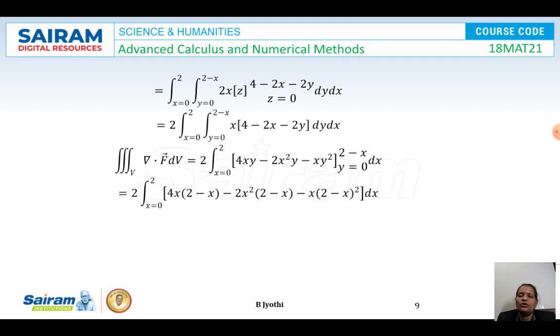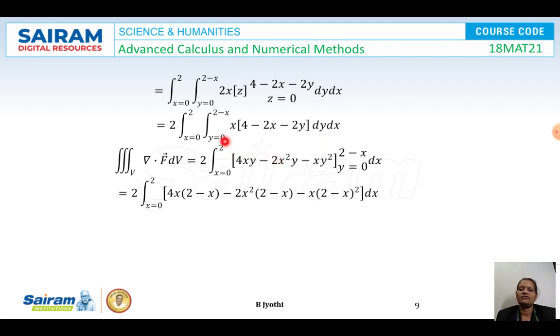So now we integrate this first. 2xz, because first we are integrating with respect to z and the limits are 0 to 4 minus 2x minus 2y. When we substitute, z equal to 0 will become 0, only the upper limit will be substituted, and 2 is taken outside, which is a constant. So we get 2x times (4 minus 2x minus 2y) dy dx.